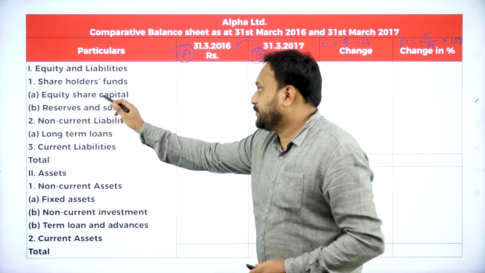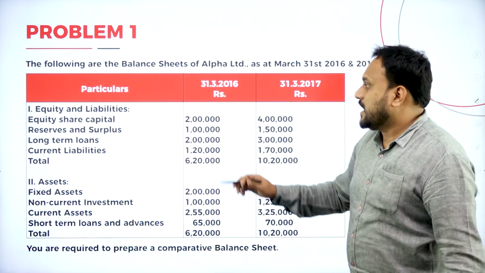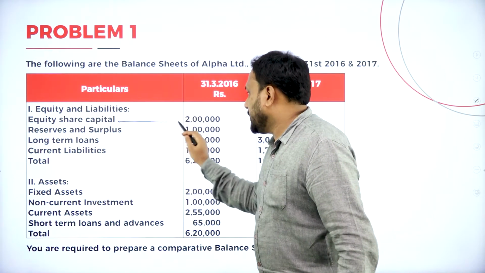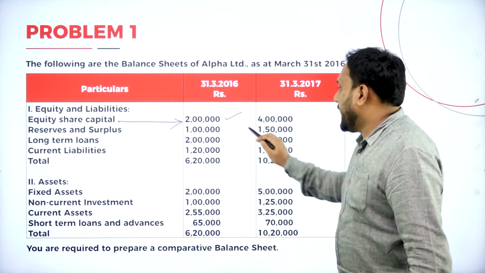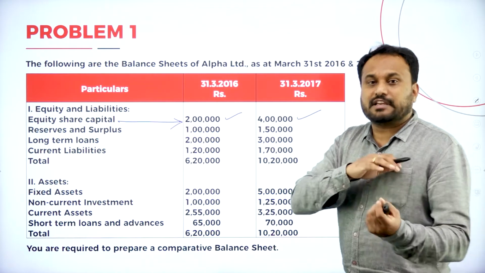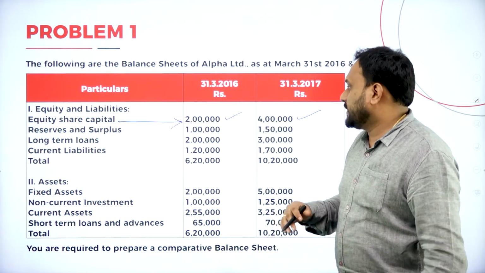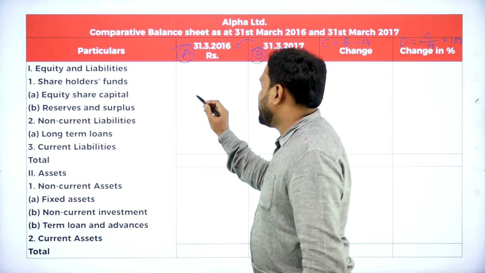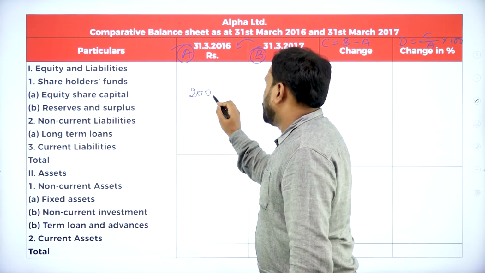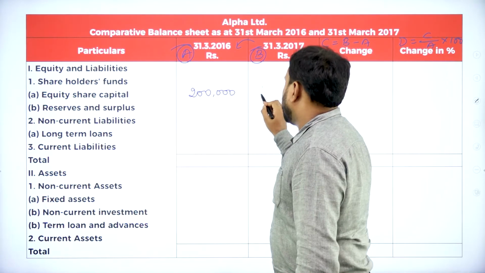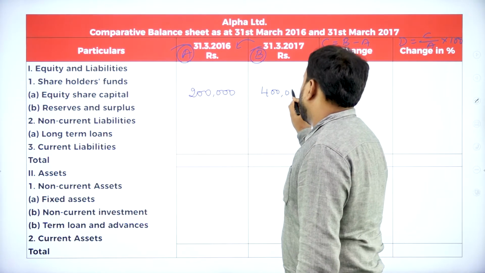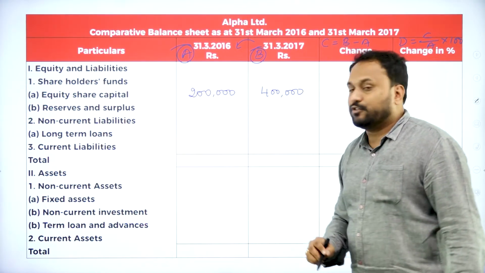So here shareholders' fund is the first heading. In that we have equity share capital. Let's understand how much the equity share capital is. Equity share capital is 2 lakh and 4 lakh. So it is always copy and paste, the format we have written. Here we'll write equity share capital: 2 lakh, and then here 4 lakh. Done.